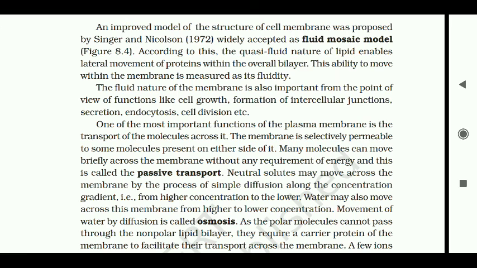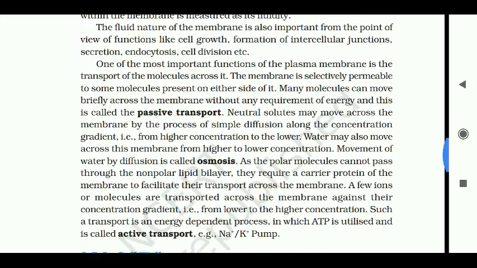Neutral solutes may move across the membrane by the process of simple diffusion along the concentration gradient, from higher concentration to the lower. Water may also move across this membrane from higher to lower concentration. Movement of water by diffusion is called osmosis. As the polar molecules cannot pass through the non-polar lipid bilayer, they require a carrier protein of the membrane to facilitate their transport across the membrane.